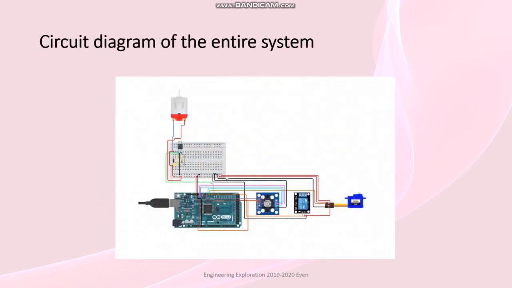Circuit diagram of the entire system. This is Arduino and this is servo motor which rotates the knob of the burette, and color sensor used to sense the color, and DC motor used for cam mechanism.